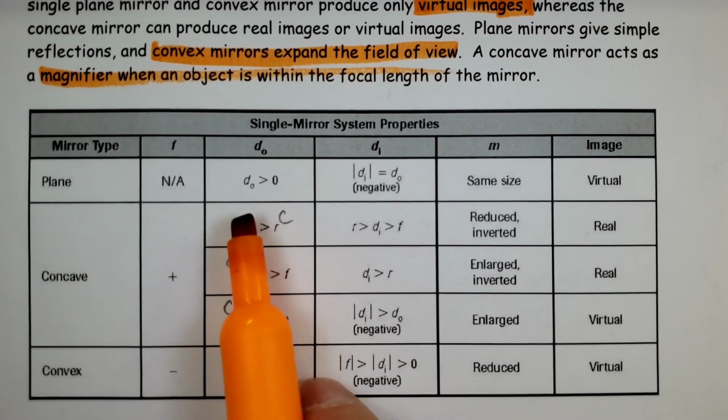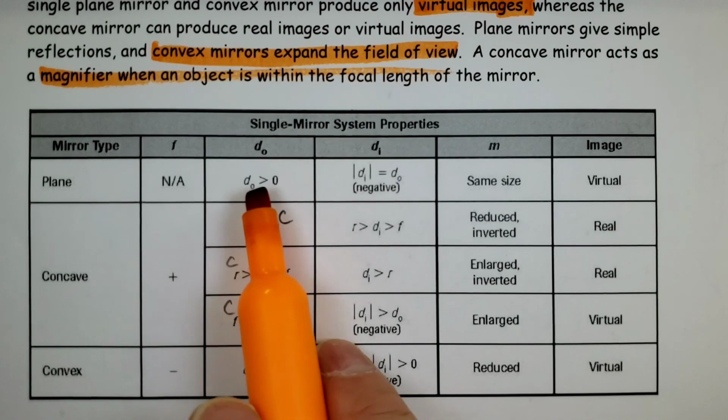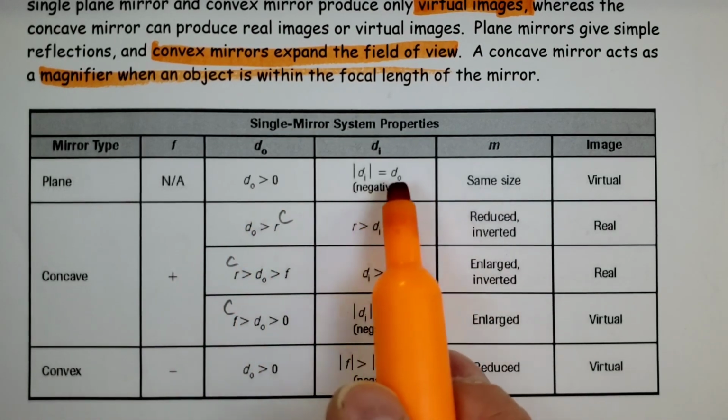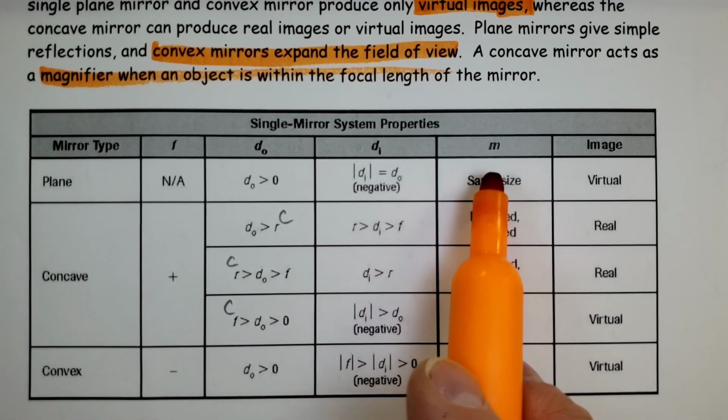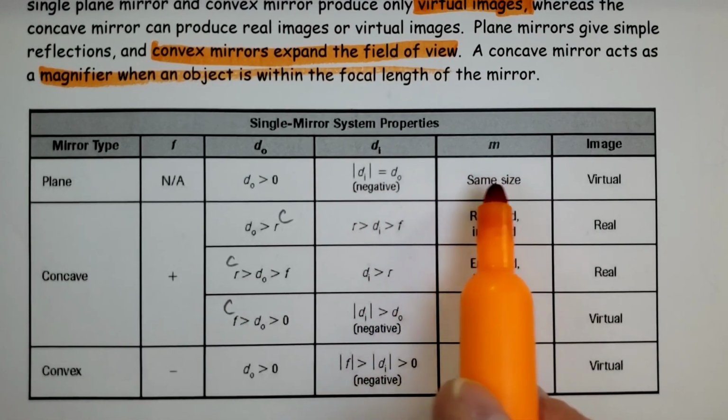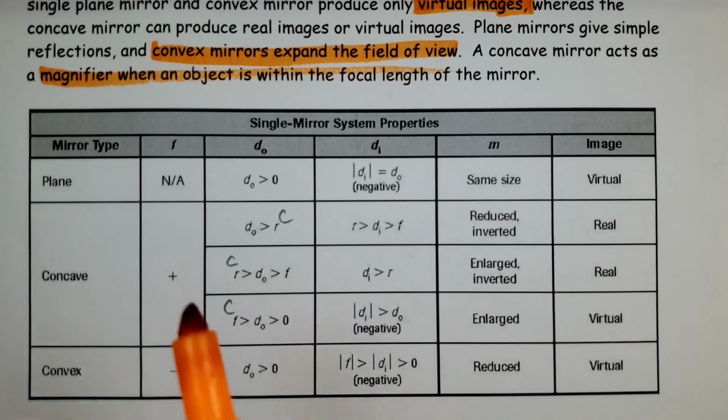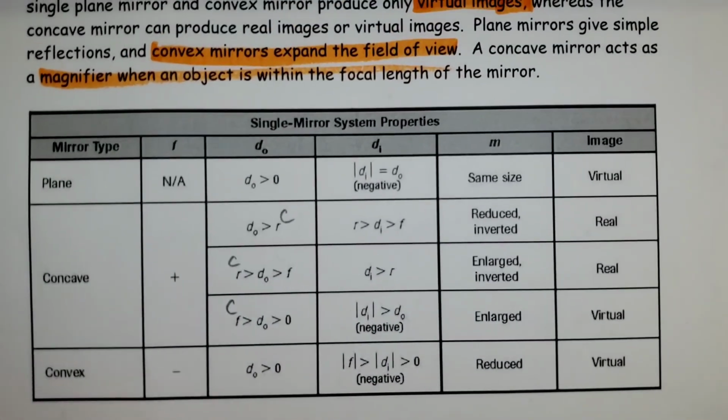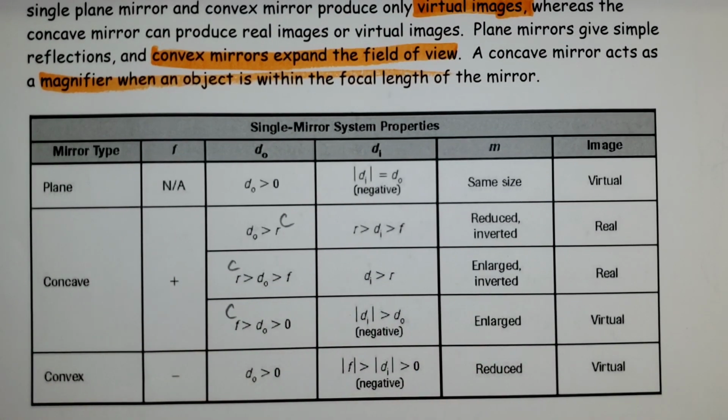So if you look at a plane mirror, as long as we have an object away from the mirror, its image distance appears to be behind the mirror. Magnification, it's the same size. So when you look in the mirror, you're the same size and it's virtual. Concave, there's kind of three scenarios there. Of course, there's this scenario in which we don't get an image when it's at the focal point.